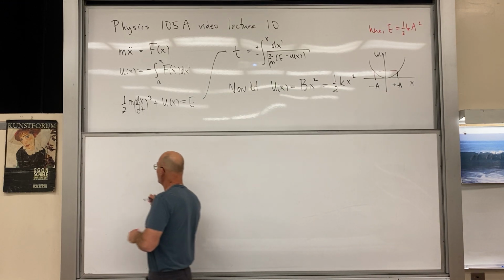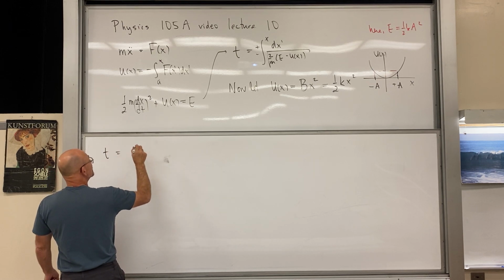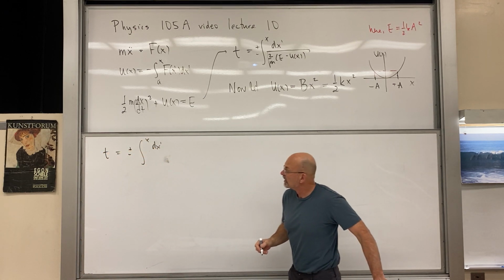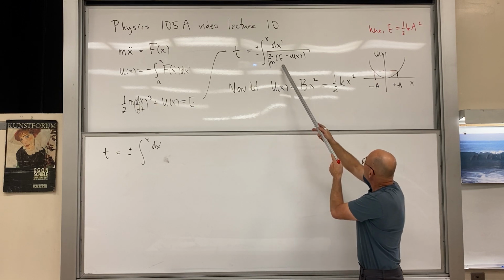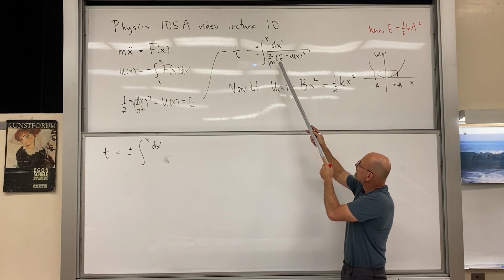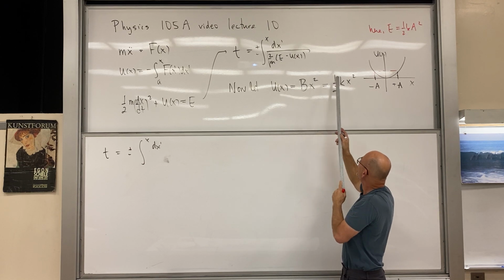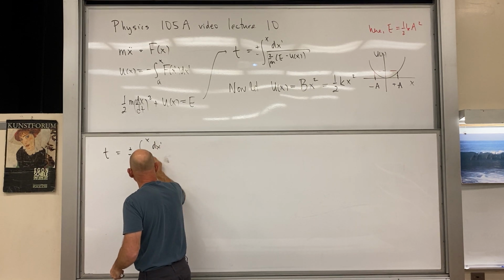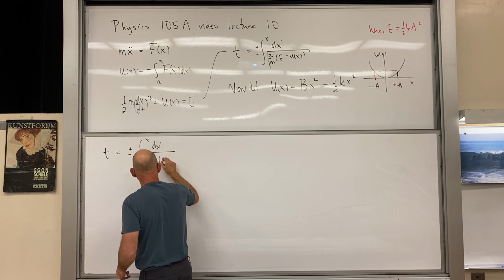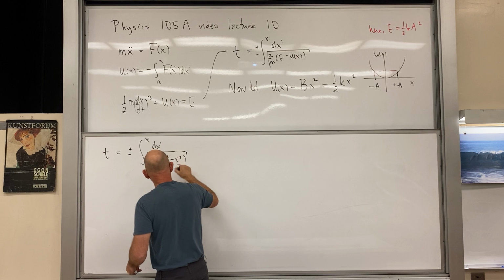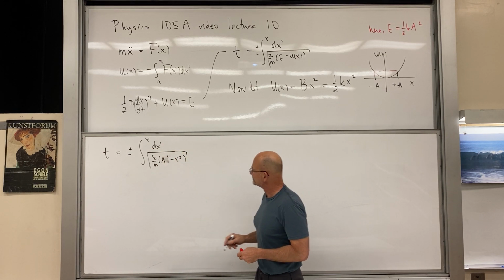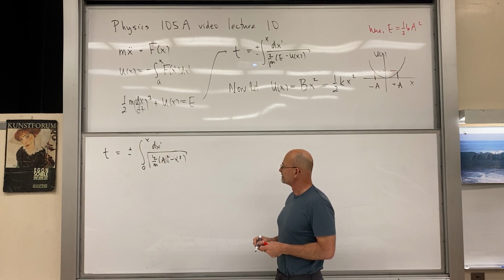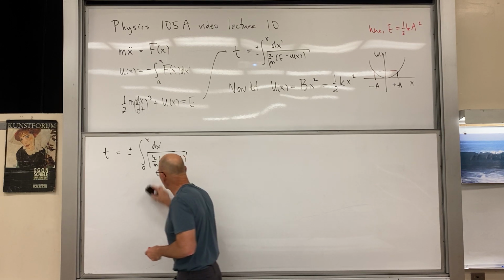Continue on over here. So what do we now have? We have t is equal to plus minus the integral of the square root of 2 over m, and that E is k over 2 times a squared, so that cancels nicely. We're going to have k over m, a squared minus x squared, all under the root. I put a prime there again because that's just an integration variable. So now we can go from 0 to x.